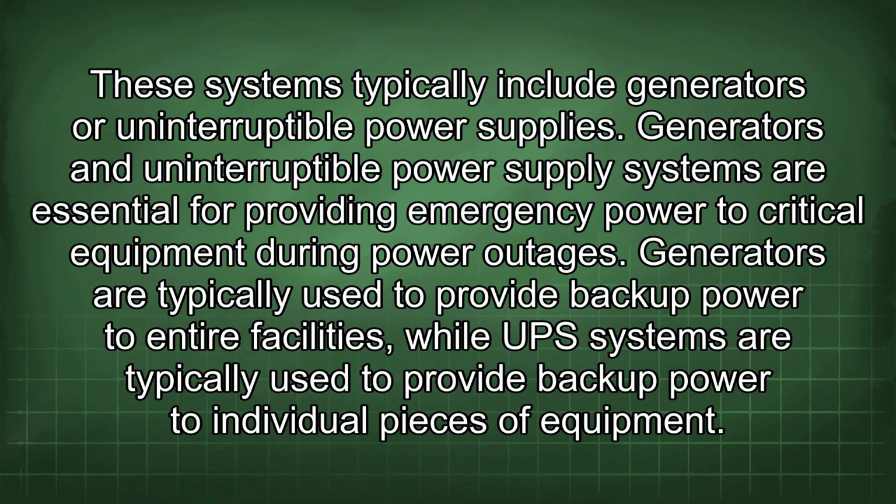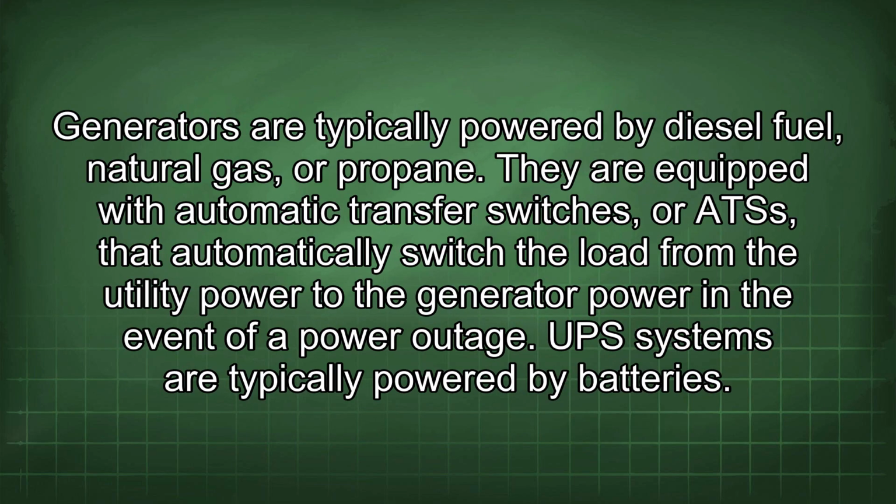Generators and uninterruptible power supply systems are essential for providing emergency power to critical equipment during power outages. Generators are typically used to provide backup power to entire facilities, while UPS systems are typically used to provide backup power to individual pieces of equipment. Generators are typically powered by diesel fuel, natural gas, or propane. They are equipped with automatic transfer switches, or ATSs, that automatically switch the load from the utility power to the generator power in the event of a power outage.